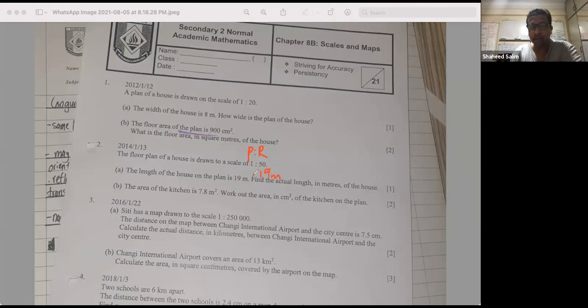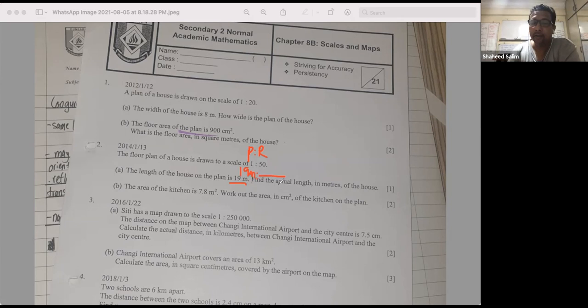So how much is it now, they're asking you? No, on the plan, sorry. The length of the house on the plan is 19 meters. Is there a 19-meter map? Are you sure your teacher got it right? Fine, it means the map is 19 meters long. Okay, let's say it's true. The map is very long, like a red carpet.